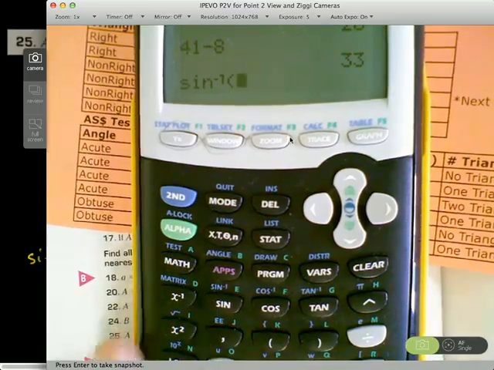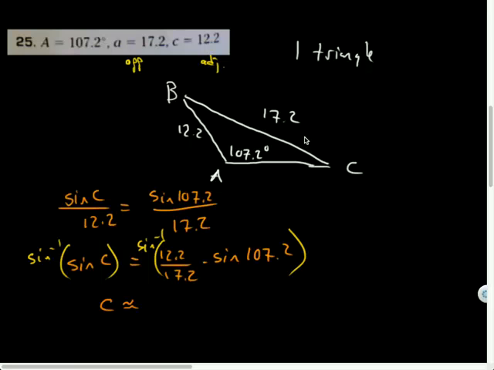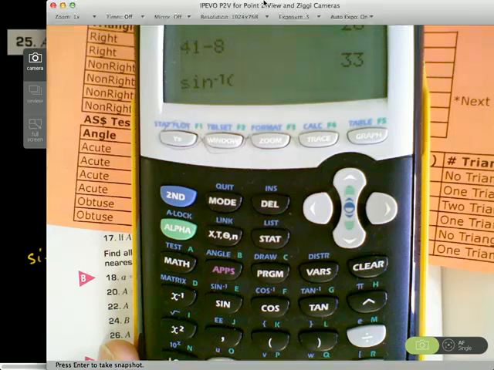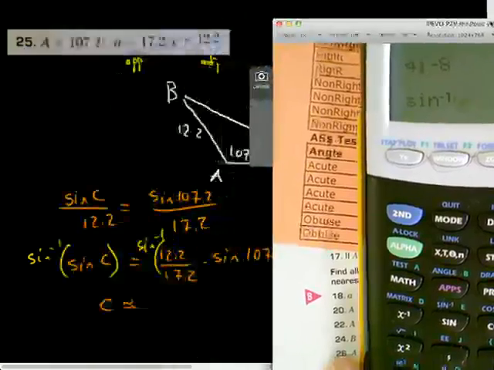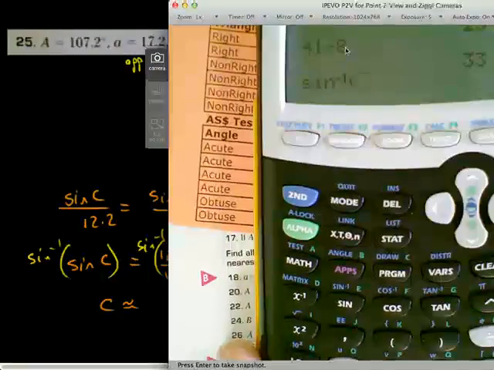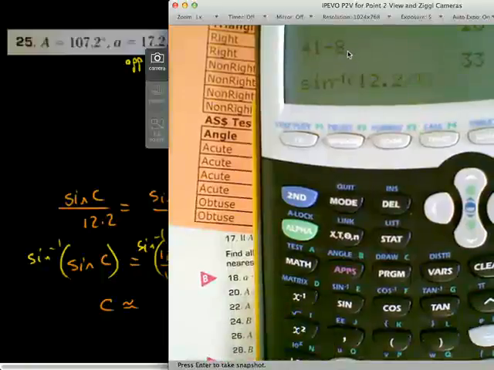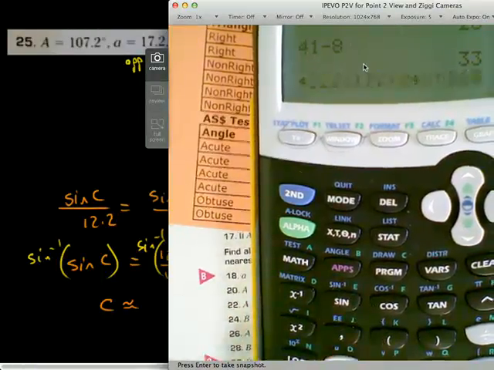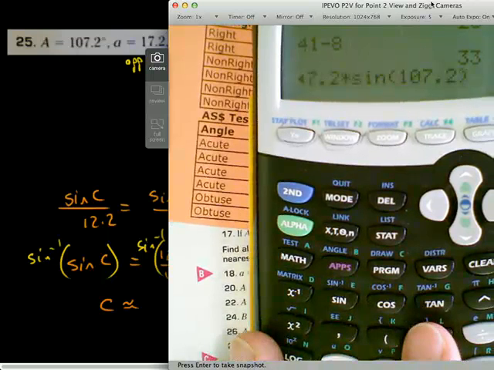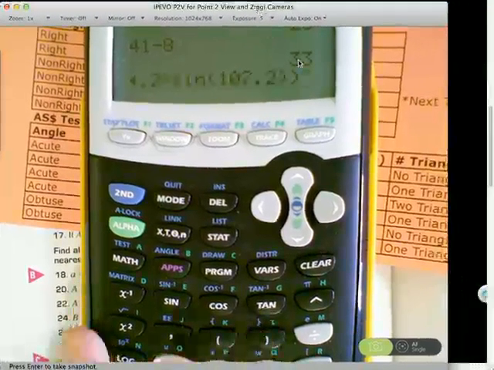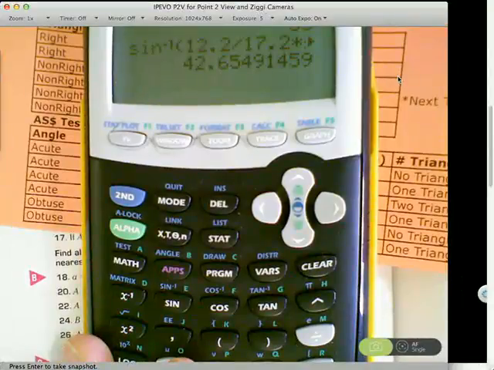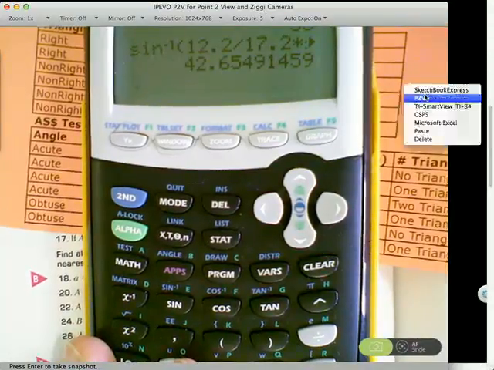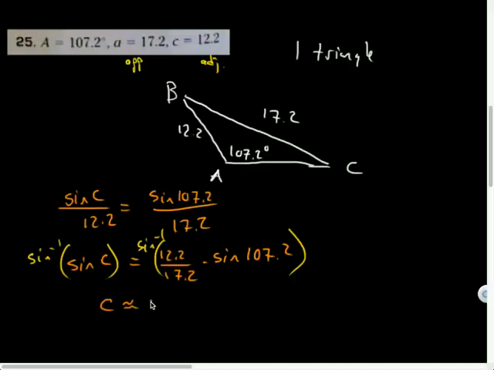So let's see. It was sine inverse of, I guess I could do one of these. 12.2 over 17.2 multiplied by the sine of 107.2, close parentheses twice. And I find out that it's 42.6549. So there's angle C.